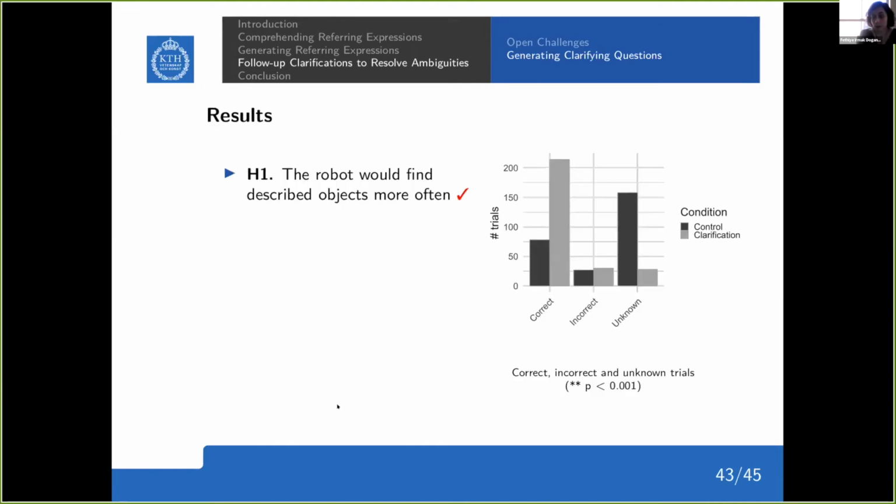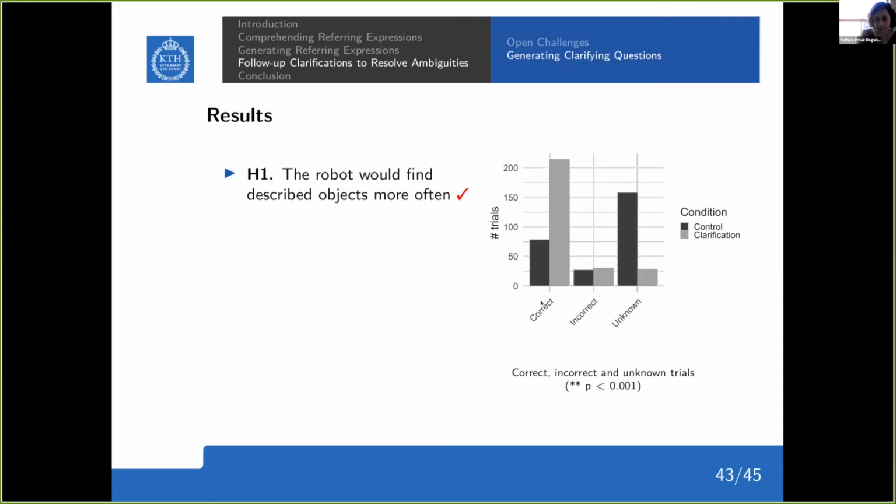Let's move on to our results. What happened during the experiment? Firstly, our hypothesis was the robot could find the described objects more often whenever it was asking the user clarification questions, and which was indeed true.